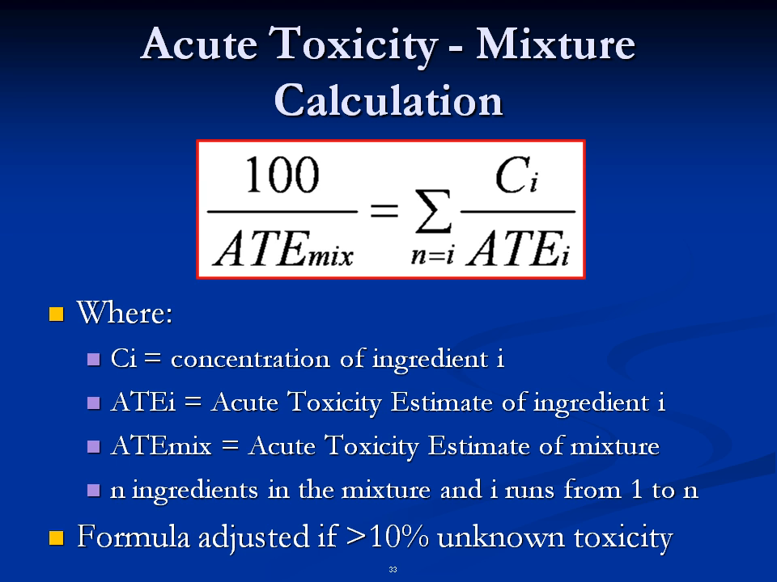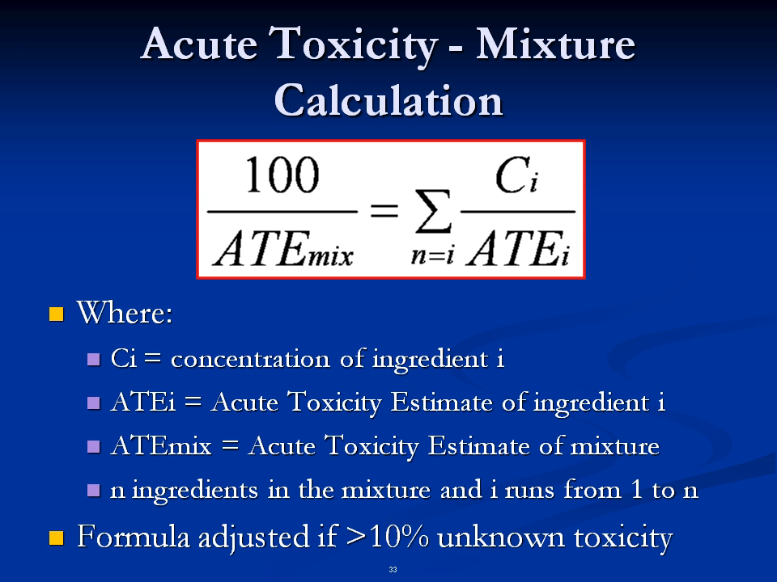If we have large amounts of materials that we can't presume to be non-toxic, greater than 10%, then we have to adjust our formula to determine the classification based on the known ingredients. And then we include a statement on the safety data sheet and the label that a certain percentage of your material consists of ingredients of unknown acute toxicity.